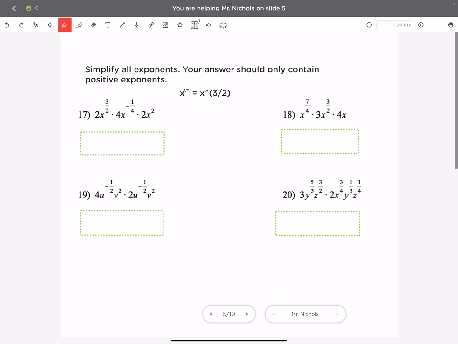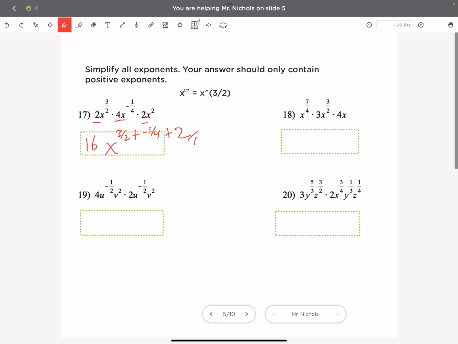So here, once again, 2 times 4 times 2. We just multiply that together. That's 2 times 4 is 8, times 2 is 16. So that's going to be 16. And then we would get x to the 3 over 2 plus, we're multiplying the bases, so we add the exponents, minus 1/4 plus 2. And now we just need common denominators, 1, 2, 4.